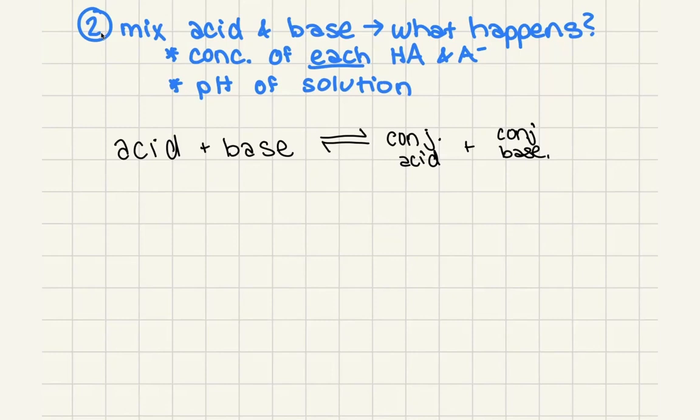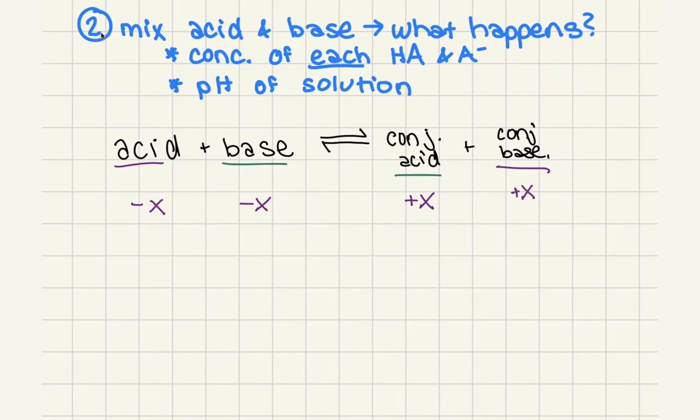So remember that this acid is going to contribute to this conjugate base. And this base, well, this is going to be its conjugate acid. But they're going to be reacting with one another so that for each amount of the acid that you lose, you're also going to be losing that amount of the base because these are going to be reacting together. And that's going to leave you with that amount of the conjugate acid and that amount of the conjugate base.